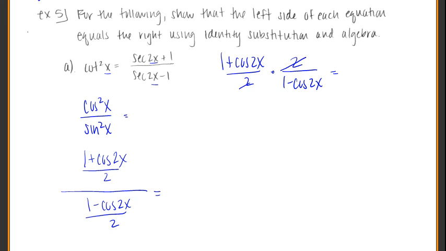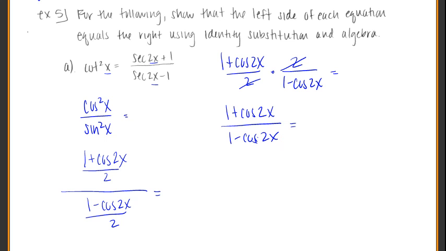It causes those 2's to go away, which helps a little bit. And then I have 1 plus cosine of 2x over 1 minus cosine of 2x. Okay, well, that's good. It got us to a fraction. We finally have angles of 2x's. And let's go to our answer.